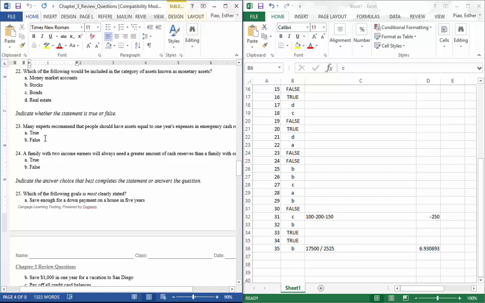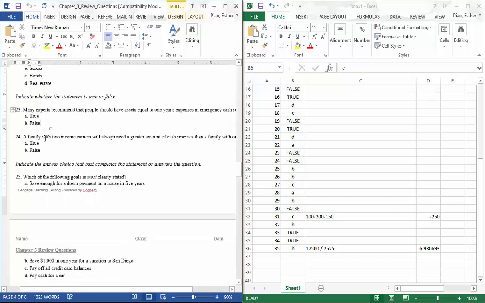Number 23, let's take a look. Number 23 is false. Many experts recommend that people should have assets equal to 1 year's expense. But many experts do recommend that people should have 3 times monetary assets compared to their monthly expenses. We knew that from our liquidity ratio. So this is number 23.